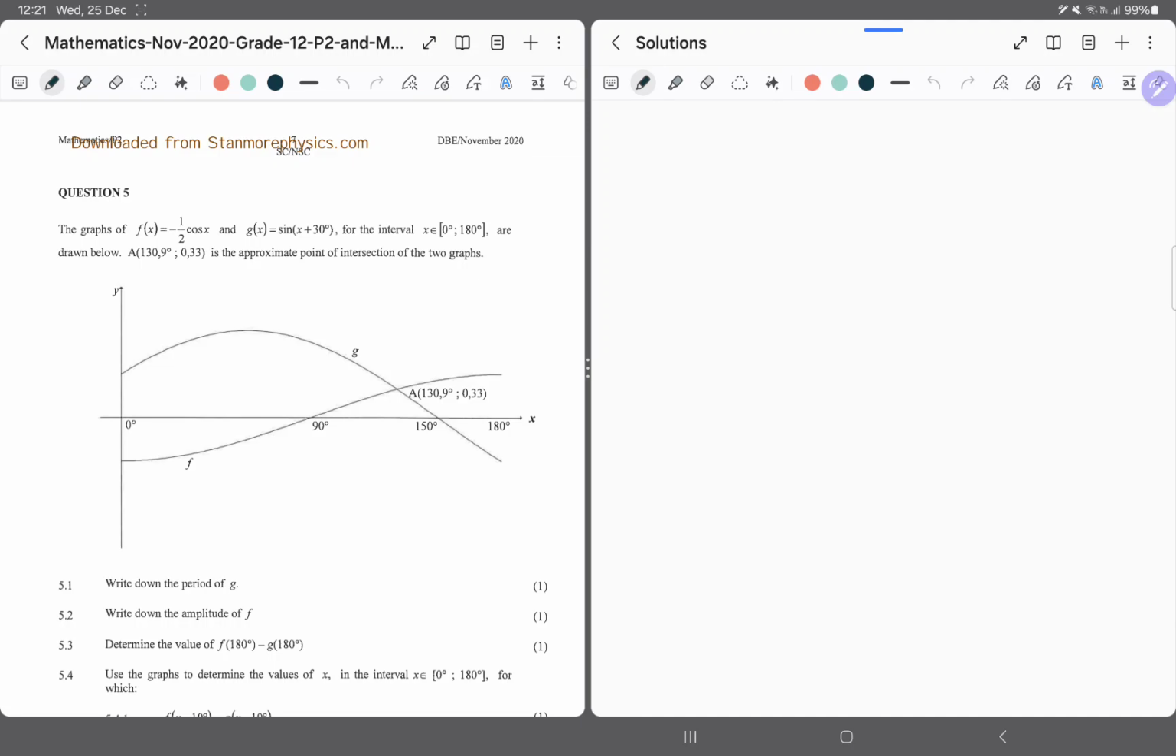So guys, I'm going to try and give you some work on trigonometric functions so that you can become comfortable with these, because these are easy marks on paper too. Now this is from November 2020. In the description you will find a copy of this question paper together with this solutions manual, if you want to call it. Now let's jump into it and see the graphs of f.